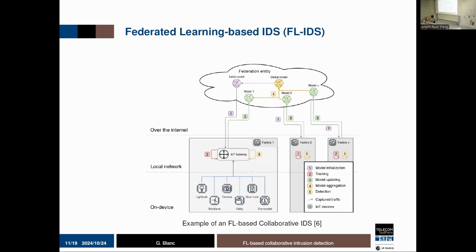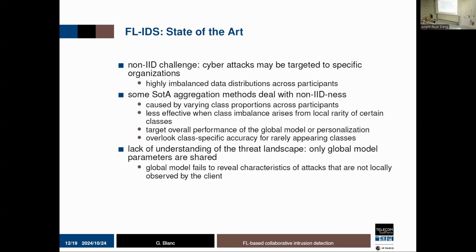Yeah, so this is the federated learning IDS. I'm not going to reintroduce that. I think I've already done it earlier. But just to say that in the state of the art, they don't really take into account the non-IIDness of the data. And you will see, as I said, that there are many aggregation methods that are trying to look at the varying proportions of the different attack classes, but it's still not efficient when you have no knowledge of some of the attack classes.